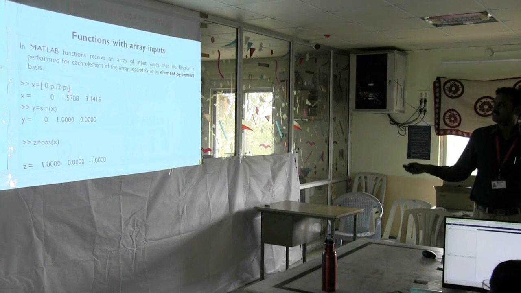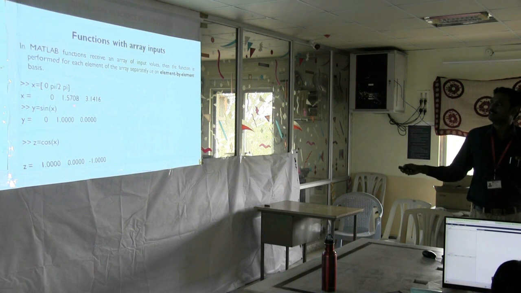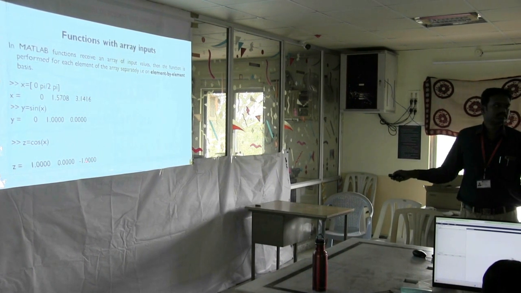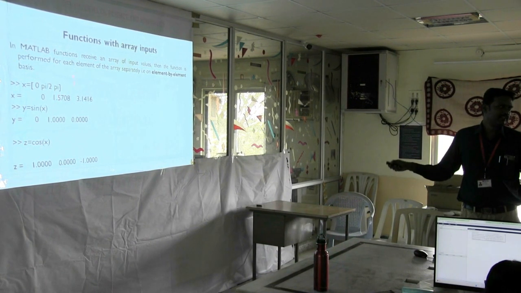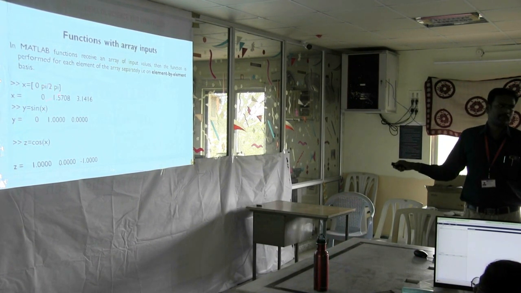Similarly, z equal to cos x, for the values 0, pi by 2, pi. If you take the values, the answer will come corresponding to them. Cos 0 is 1, cos pi by 2 is 0, cos pi is minus 1. This we know, it is easy to verify. That is the purpose for which these values are given.